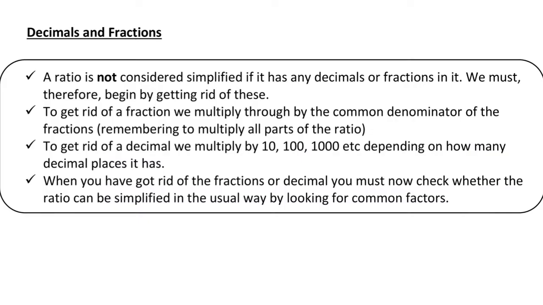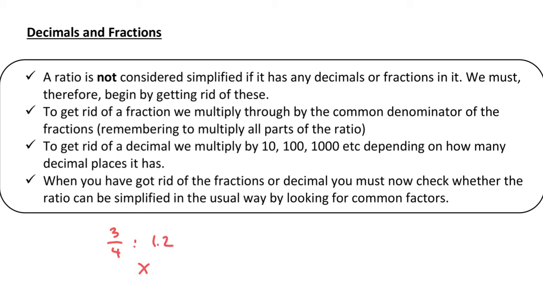So decimals and fractions. A ratio is not considered to be simplified if it has any decimals or fractions in it. We must therefore begin by getting rid of these. So what we mean by that is if we had a ratio of 3/4 to 1.2, that's no good. We don't like that, and we're going to have to do something with that.